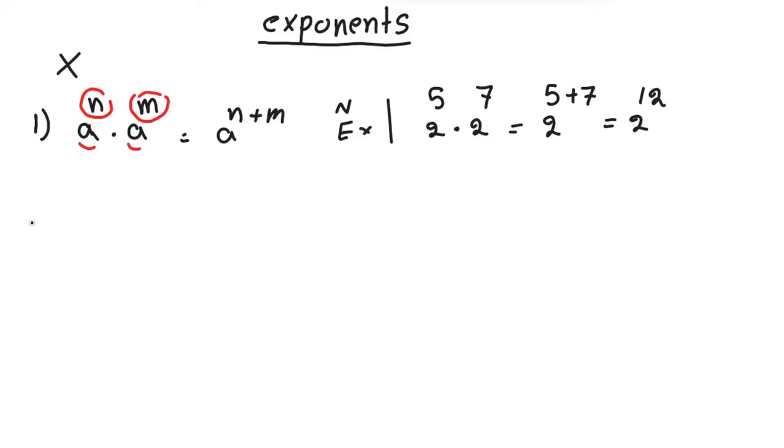The second one is if the bases are not the same and the powers or exponents are the same, like a to the power of n times b to the power of n. We multiply the two bases together. We say a times b and we take one power.